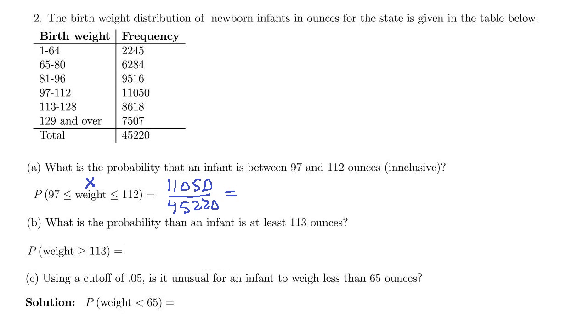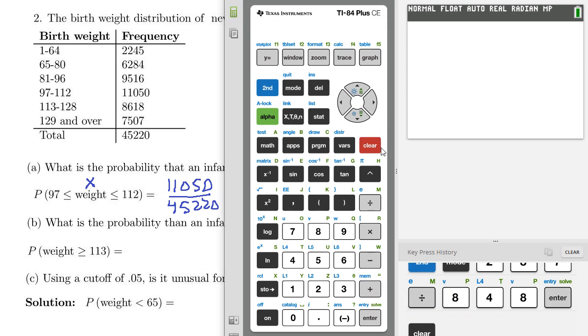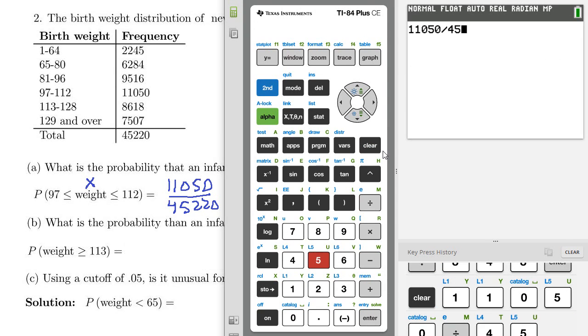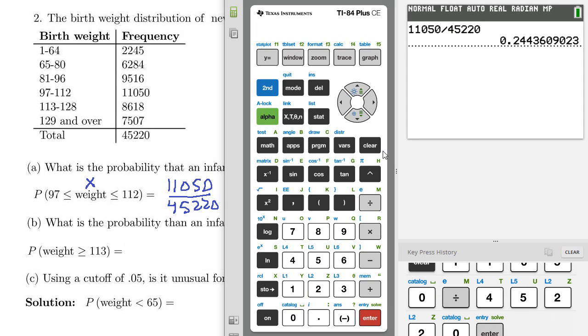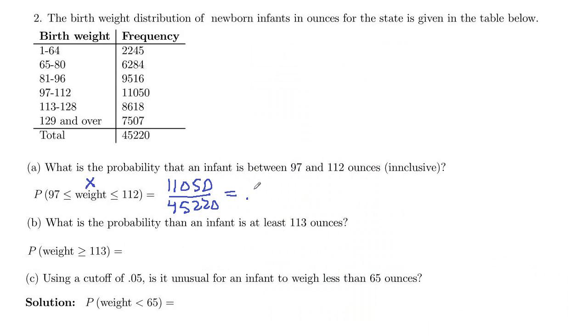Let's compute that on the calculator. 11,050 divided by 45,220 is 0.2444 to 4 decimal places. So 24.44%.